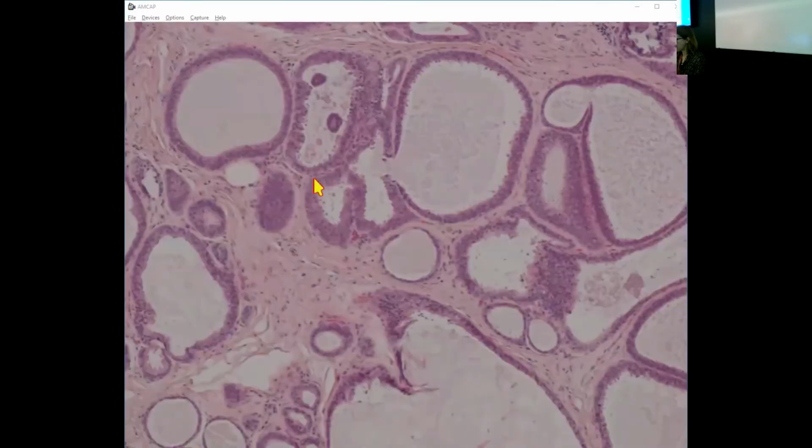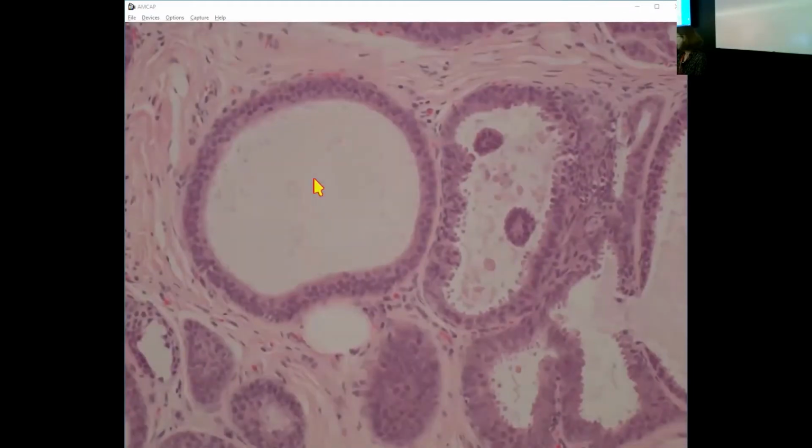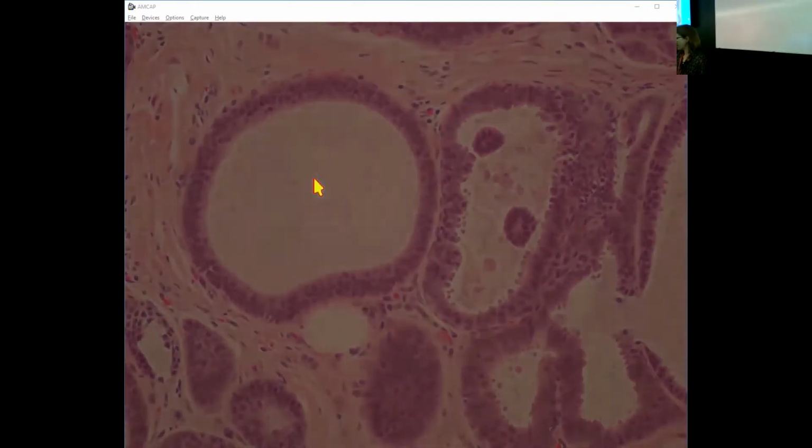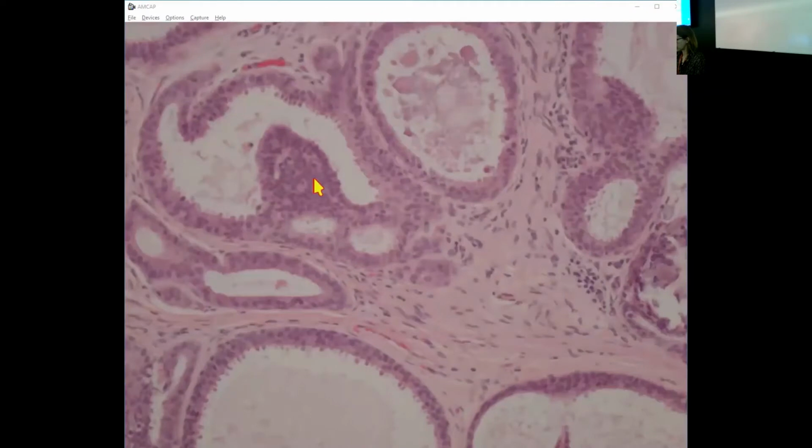On high power, you can see again the rounded spaces, the rigidity of those rounded spaces, and the monomorphic cytology of the epithelial cells. I need to brighten it a little bit for you. We do have little micropapillations, so again, another feature of an atypical ductal proliferation.